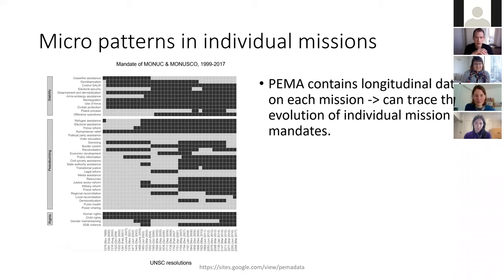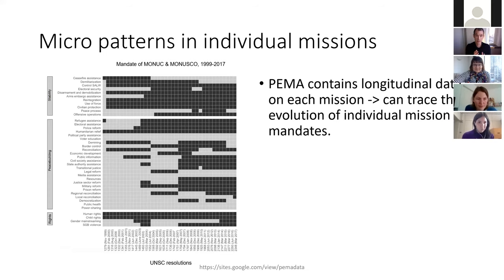And the figure here shows the mandate, or mandates if you want, of the missions in the DRC, MONUC and MONUSCO, MONUSCO being the follow-on mission of MONUC. From the first resolution, 1279, which was adopted by the Council in November 1999, to resolution 2348, which was adopted in March of 2017. Again, we have the tasks on the y-axis. And again, we see quite a lot of diversity over time in the tasks that the Council wants this mission to carry out.